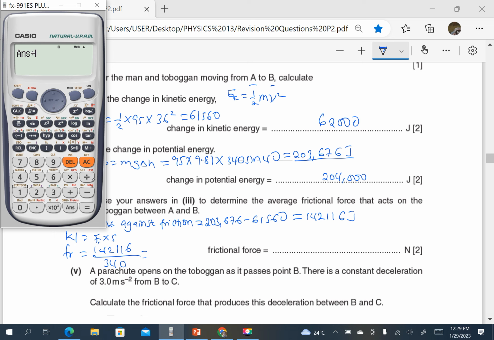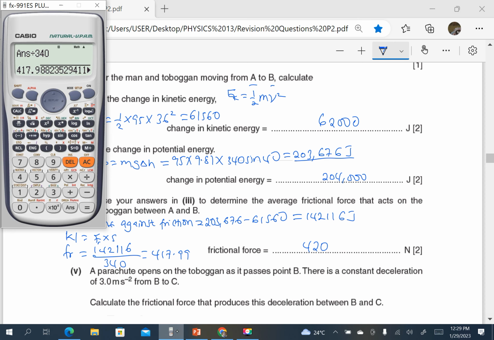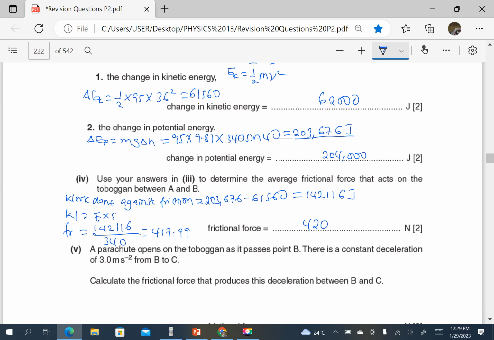So that one divided by 340. So that is 417.99, which is approximately 420. That is approximately 420 in joules.